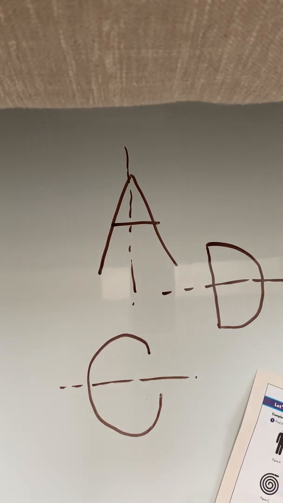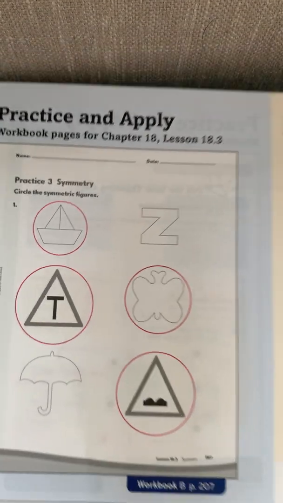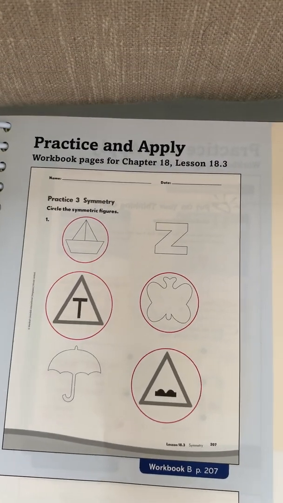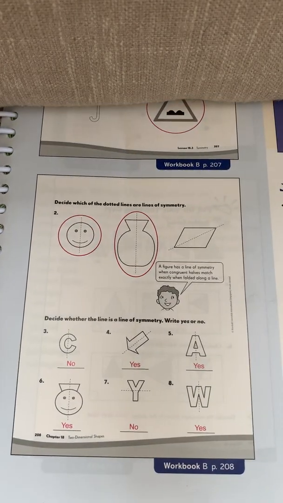Go ahead and open up your workbook to page 207. You are going to be circling the symmetrical figures today. So I'd like for you to do page 207 and 208. Go ahead and pause the video. All right, here are your answers for 207. And here are your answers for 208.